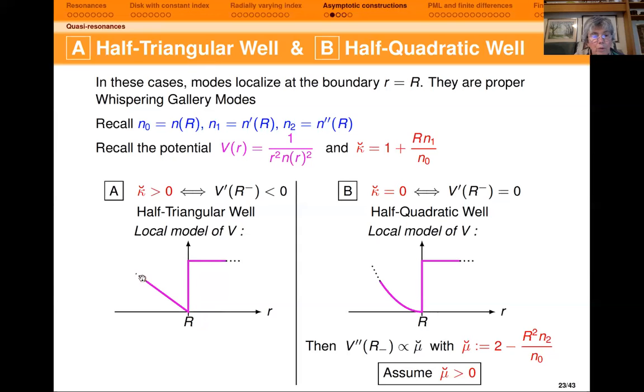So case A is that the model is a half triangular well. It is the caricature of the potential when you take the first non-zero term in the Taylor expansion. So you have a constant outside, and the absolute value, the modulus of R minus R here. And in case B, when the derivative is 0 and the Hessian has the correct sign, then you obtain the half parabola.